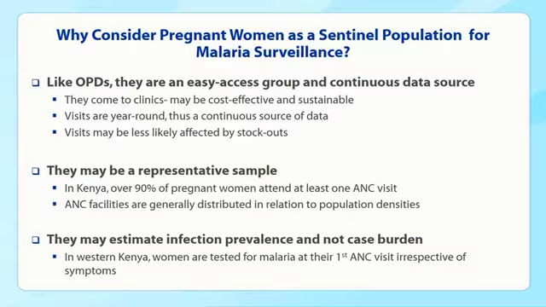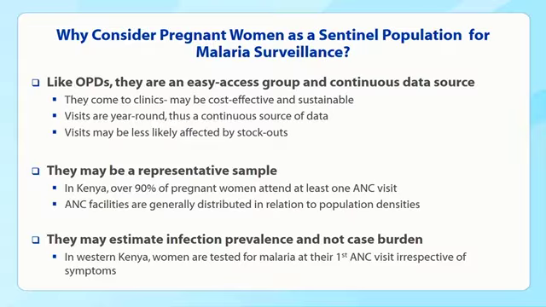Because women are coming to you not because they're sick with malaria or another disease, they're coming to you because they're pregnant, they may be more likely to come even in the setting of stockouts at health facilities because they're coming just to get a checkup. This may be a representative sample of the population. In Western Kenya, greater than 90% of women come to at least one ANC visit. And just like OPD facilities, ANC facilities tend to be distributed amongst the population, amongst sort of the density of populations. And so these may again be representative samples of the population around them.